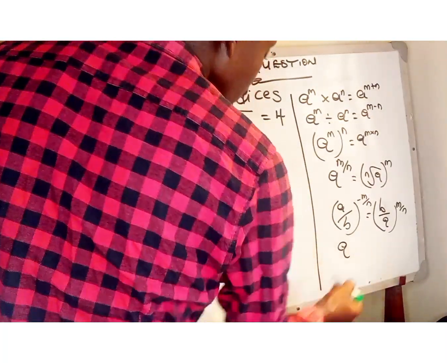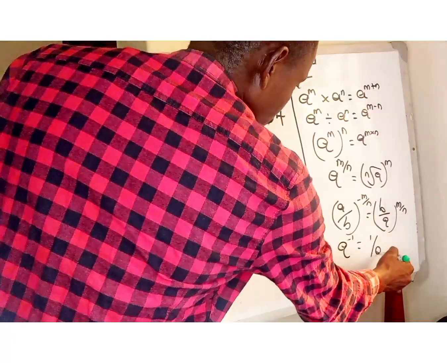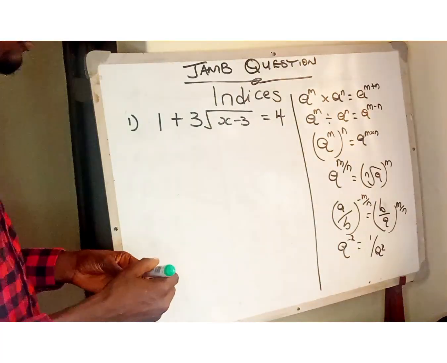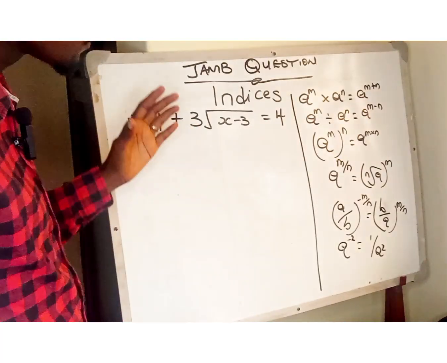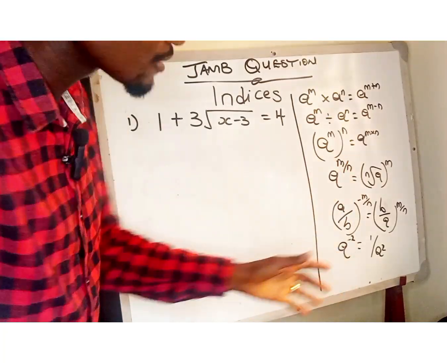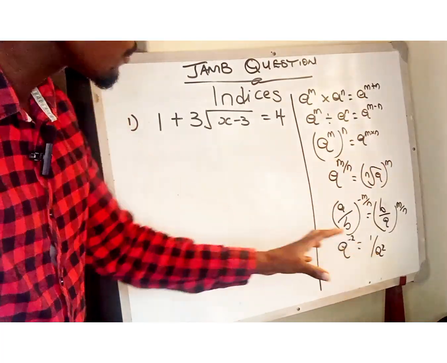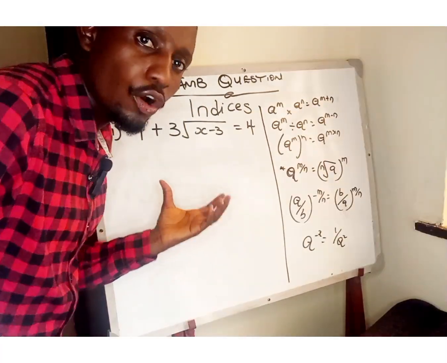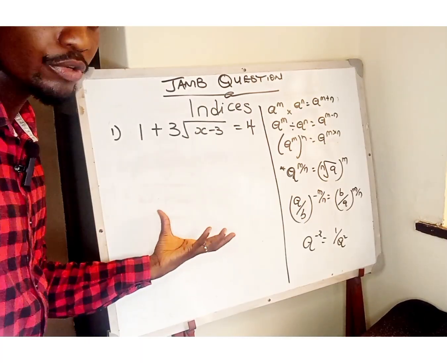Another rule you should know is that a raised to power minus 1 is the same thing as 1 over a raised to power 1. If it is minus 2, it will be 1 over a raised to power 2, and so on. So these are the basic rules of indices that you are expected to know, and you'll be applying them as the situation demands. It's very important that you know the laws of indices before attempting questions on indices. Once you know these laws and how to apply them, you don't have much problem dealing with indices.